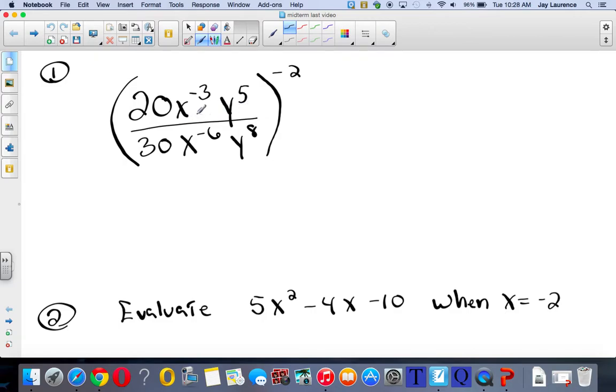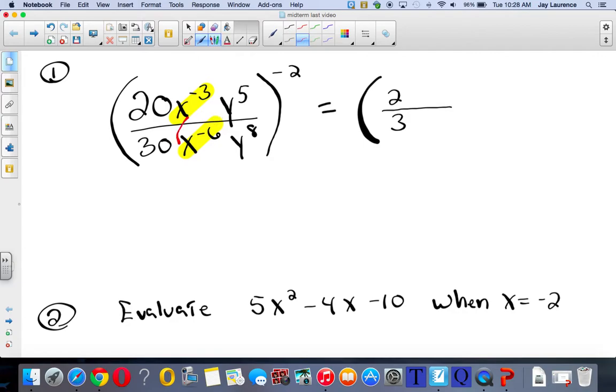All right, hopefully you've tried it already. Here comes my solution. First thing I'm going to do is simplify inside the quantity. And so I see that 20/30ths is the same as 2/3. I just simplified the fraction. Now these x to the negative third and x to the negative sixth, they're going to move, right?